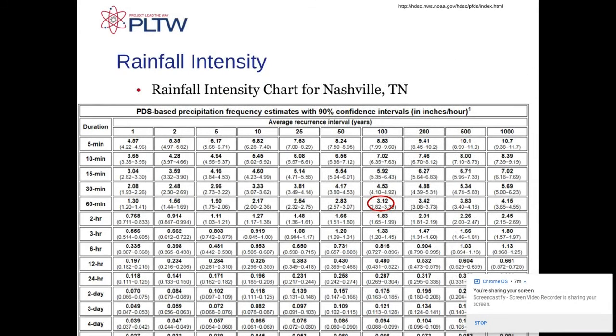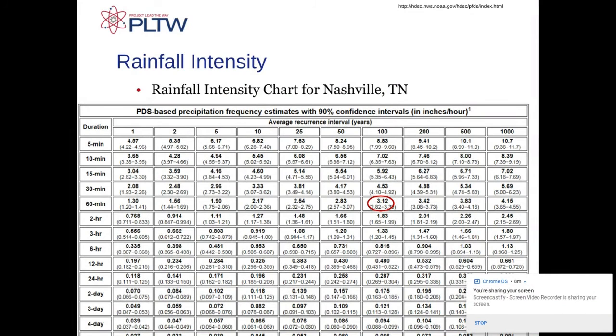We're going to be using these charts that come from NOAA, the National Oceanic and Atmospheric Administration. They have these charts for lots of places around the country. The way you read this chart, if you look at the top, you have 1, 2, 5, 10, 25, 50, 100, 200, 500, 1,000. Those are the recurrence intervals. A lot of times we're going to be looking for the 100-year 24-hour storm or the 100-year 1-hour storm. That's what is located here.